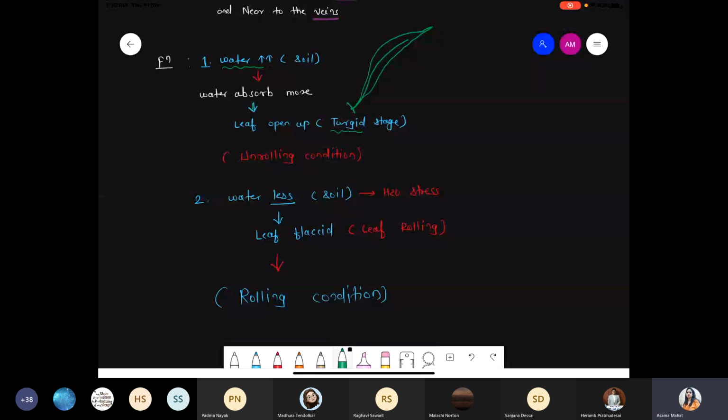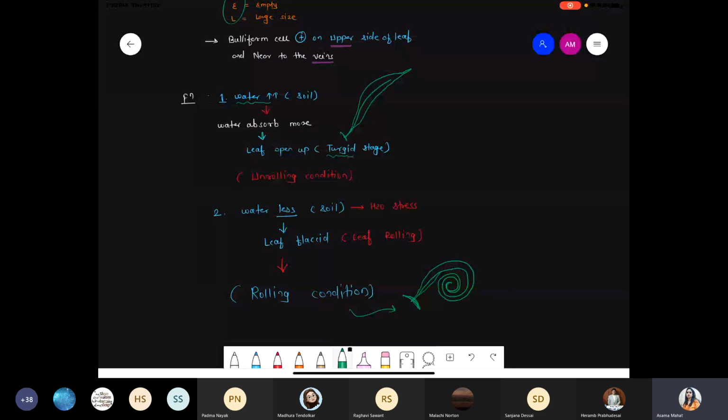But once there is a water stress condition, an unfavorable condition, slowly whatever leaf is there, that leaf shows a curling process like this, a rolling process. Okay, and such a condition is called the rolling condition. So why is such a condition possible? Because of the presence of the motor cell, the bulliform cell, which controls rolling as well as unrolling of the leaf depending upon water. So if favorable condition, unrolling; if unfavorable condition, rolling.